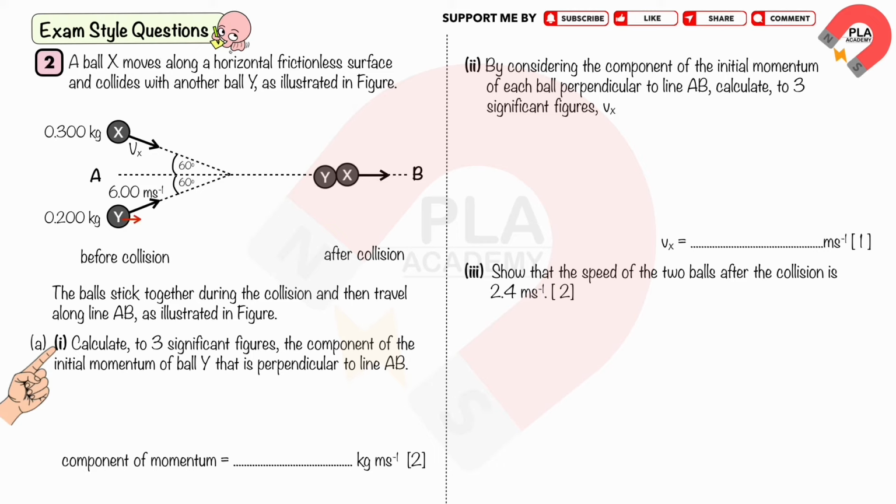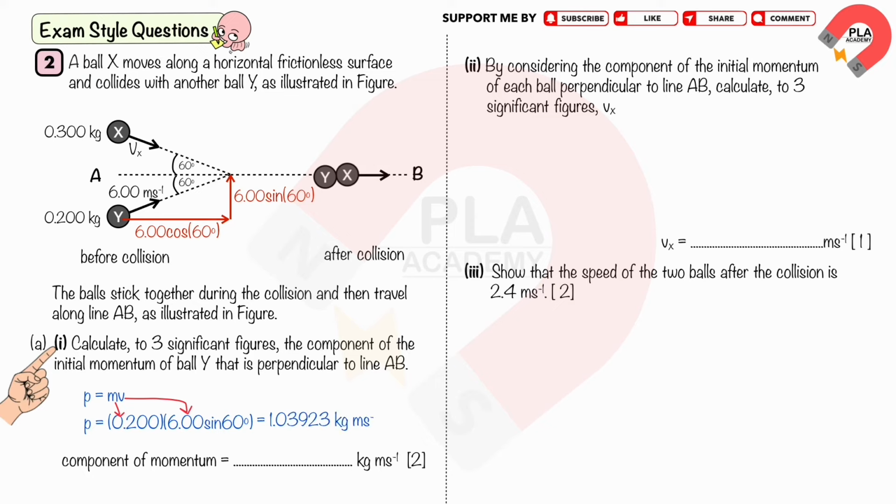We break the velocity of ball Y into horizontal and vertical components as follows: 6 cos 60 degrees and 6 sin 60 degrees. We calculate the momentum by p equals mv. So, the component of the initial momentum of ball Y that is perpendicular to line AB equals 0.200 times 6.00 sin 60 degrees. We get the answer: 1.04 kilograms meters per second for 3 significant figures.